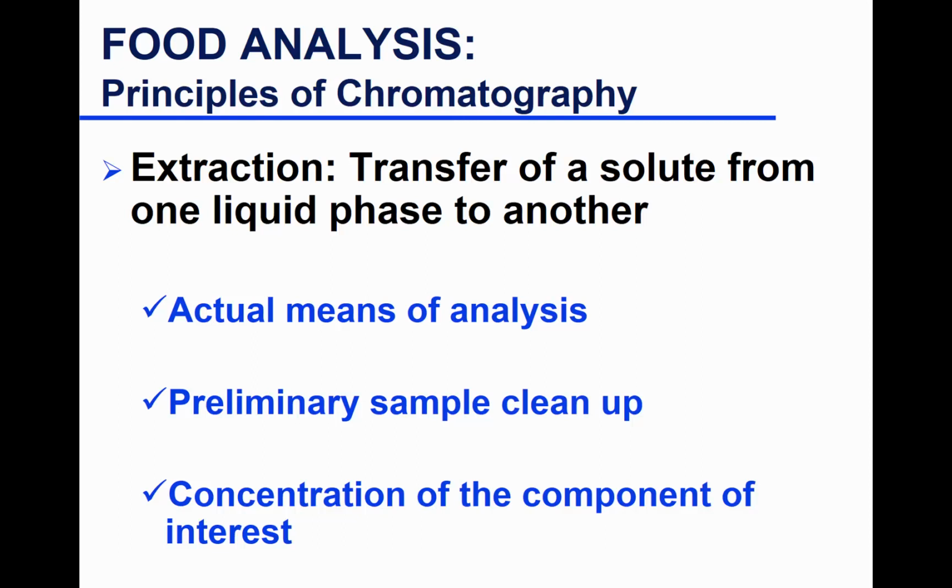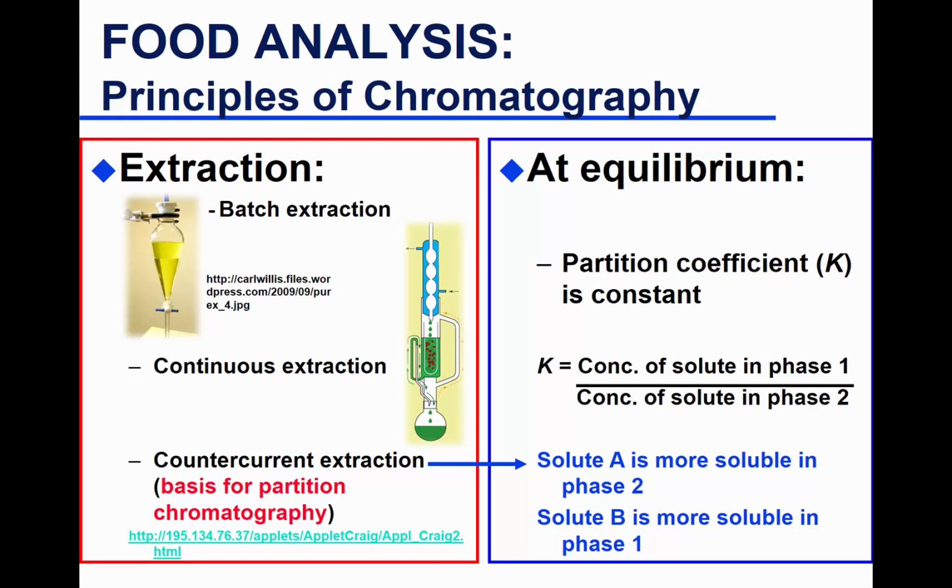Concentration of the component of interest. Somebody said aroma or flavors. So they are present in a very small concentration. In order for you to use an analytical method to detect them, you have to extract them first from the complex matrix. So you extract flavors and then you analyze the flavors, usually using GC. So these are the common uses of extraction nowadays. But like I said, it was the basis for the discovery of partition chromatography, and I'll talk about that in a minute.